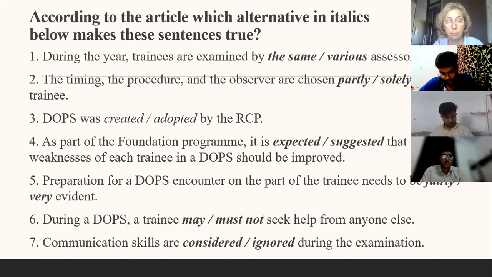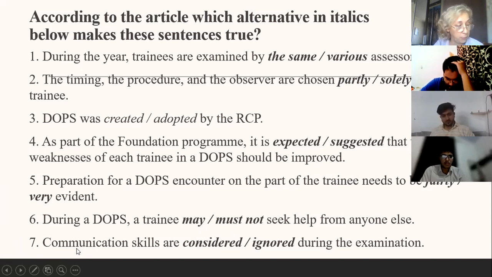During a DOPS, a trainee may seek help from anyone else, so that he can give a proper observation. Yes, that is what we're speaking about, that in any situation, doctors may seek help.